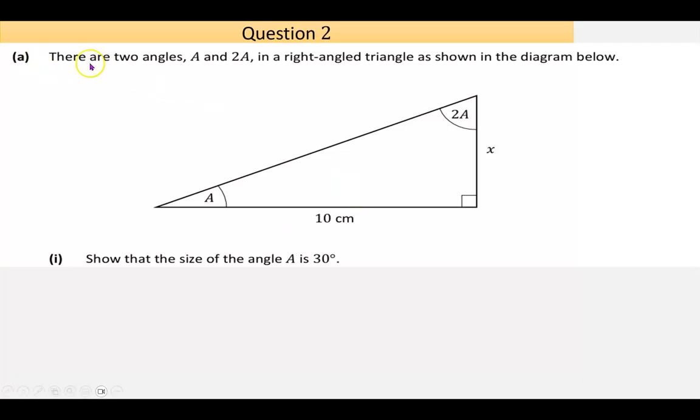Part A says there are two angles, A and 2A, in a right angle triangle as shown in the diagram below. Once we see that it's a right angle triangle, two strategies open up. One of them is Pythagoras' theorem. But for Pythagoras' theorem to work, we'd need to know two of the three sides.